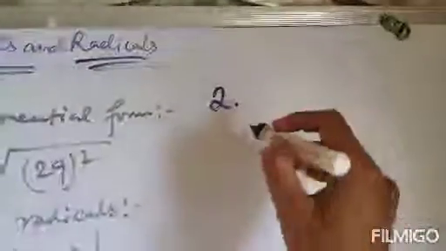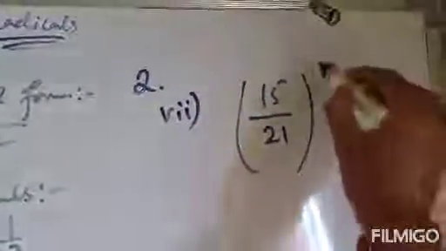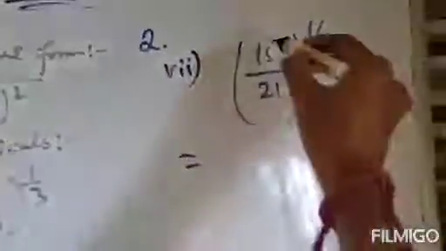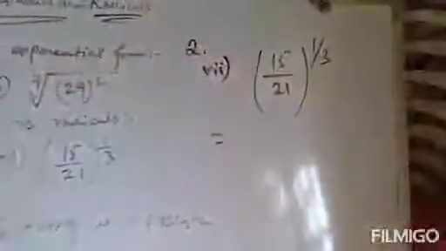Clear? Next, question number 7, that is 15 by 21 to the power 1 by 3. Now see, this total portion is actually a. So if you compare 15 by 21 to the power 1 by 3, you see that a is actually 15 by 21. Clear? And m is actually 1 and n is actually 3.